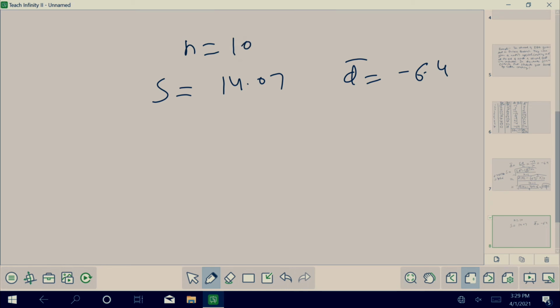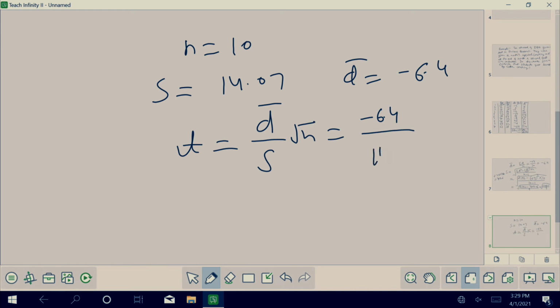So now we have all the values which we are going to put in our formula. So put all the values in your formula, right. What is the formula? Find out the value of t, d dash divided by S upon under root n. So minus 6.4 divided by 14.07 into under root 10. And remember one thing, we have to ignore the minus after calculating the value, right.